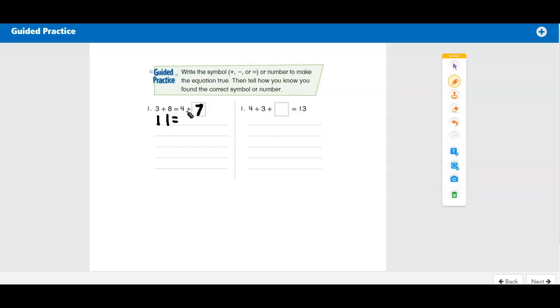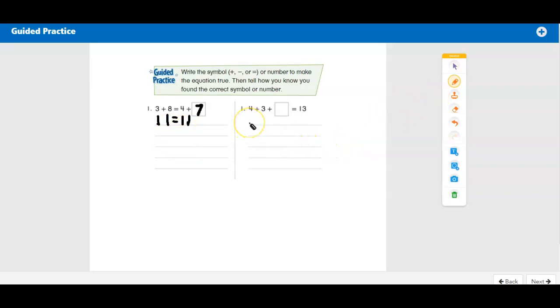They then had 4 plus blank. So then you would have to say, okay, 4 plus what number equals 11? And they chose 7. 7 plus 4, or 4 plus 7, it's the same either way, is also equal to 11. So for number 1, they had to add a number and not a symbol. So this would be 11 equals 11. So again, in this workspace down here, you can write to tell how you know, or you can also just show your work with your numbers.